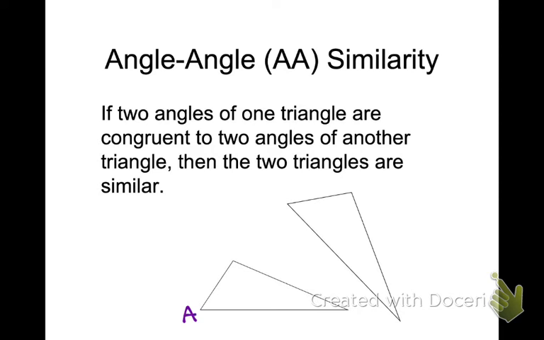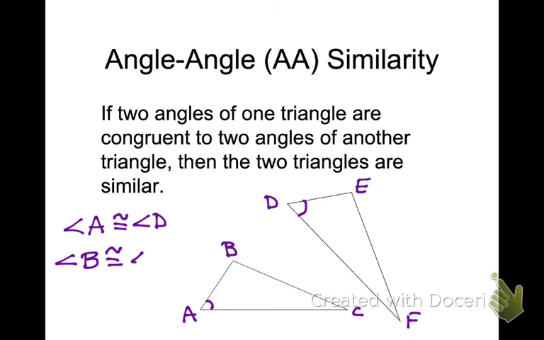So let's go ahead and label this triangle down here ABC. I'm going to label this triangle DEF. So this theorem tells me that if, let's say, angle A is congruent to angle D, we're going to put little arcs there, single arcs. And let's say angle B is congruent to angle E. I'm going to do double arcs up there at B and E. There it is.